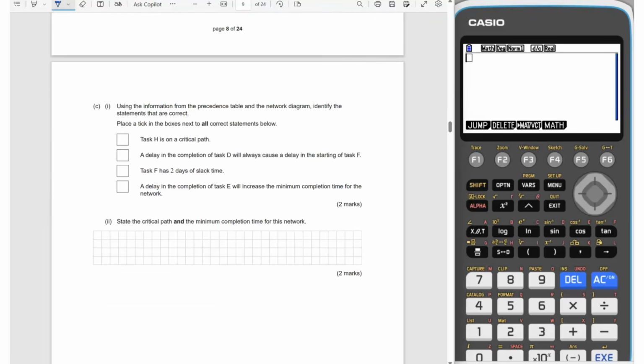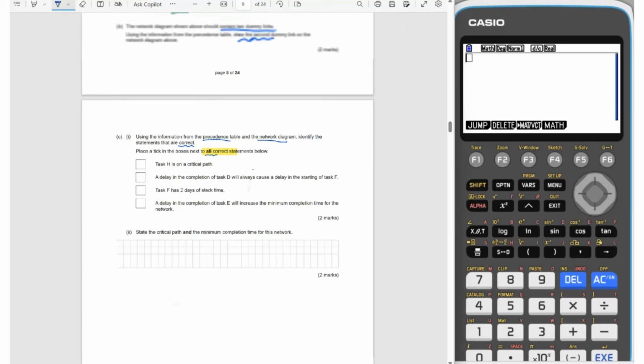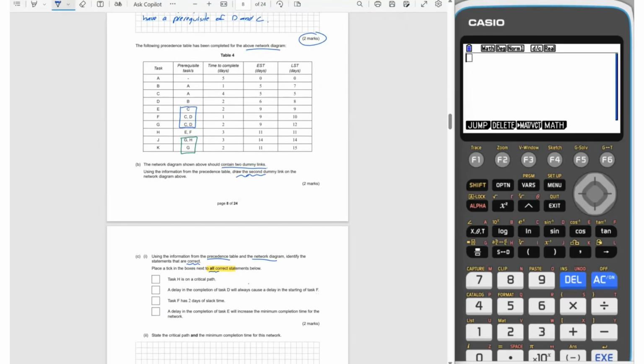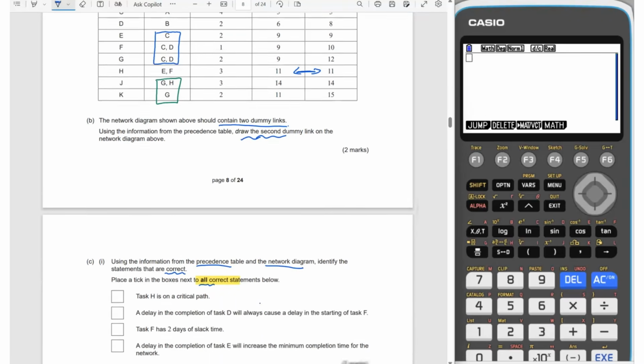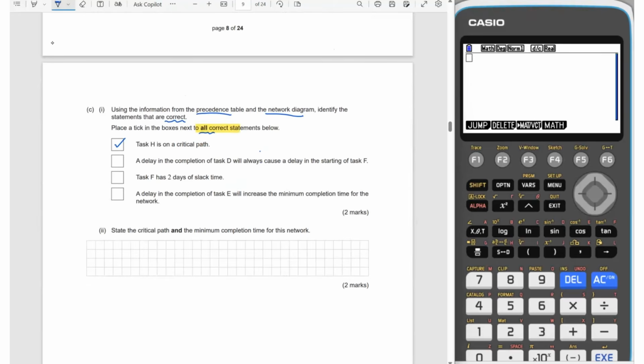Using the information in the precedence table and the network diagram, so you can use both, identify which statements are correct, and you can have all correct here. So if you've got a highlighter, probably it's a better option than underlining all the time. Task H is on a critical path. So if we've got task H, I'm coming through here, and because the early start time and the latest start time is the same, it means that yes, H is on the critical path, so that has to be true. We'll just write here that slack equals 0.